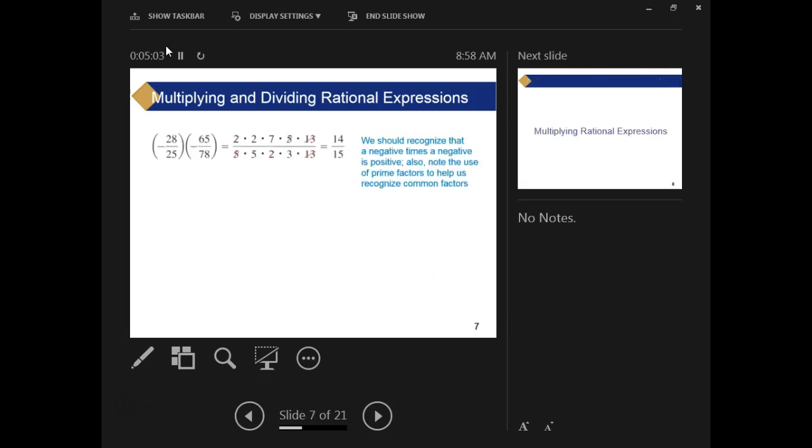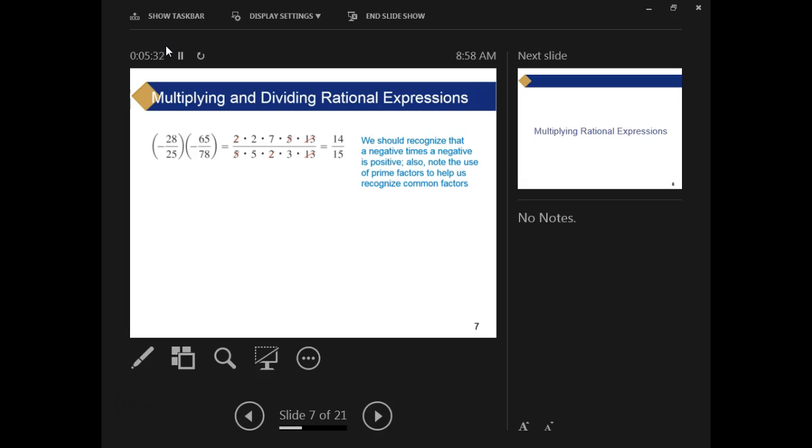All right. How about this one? First, what would you do? Deal with the signs. What's your answer going to be? Positive. You can forget about your signs then. In fact, I usually just make them both positive. Now, they did something different on this one. What they did was a complete factorization.